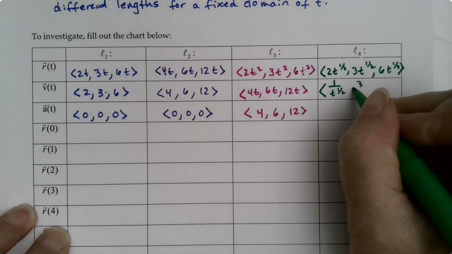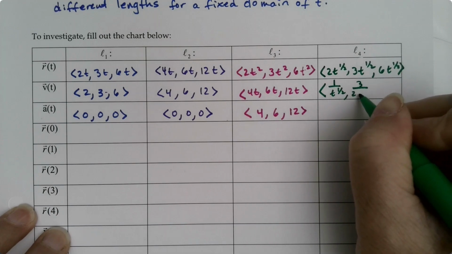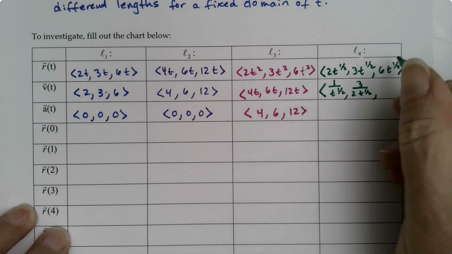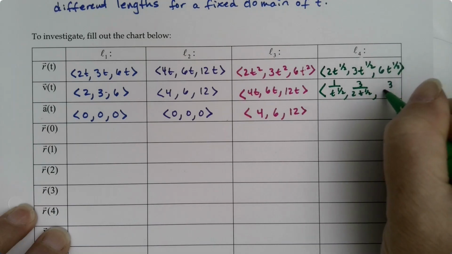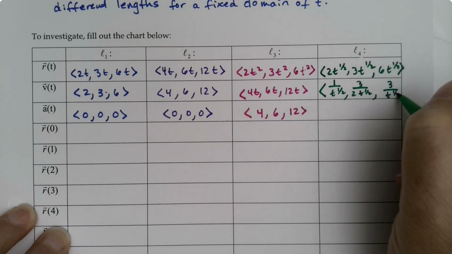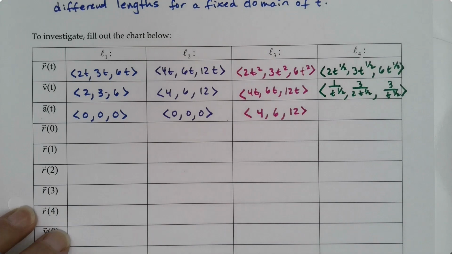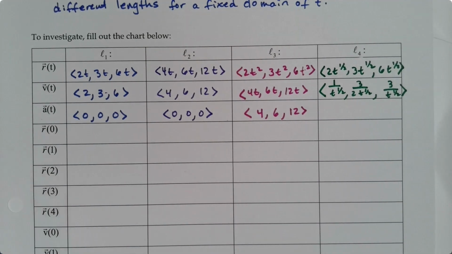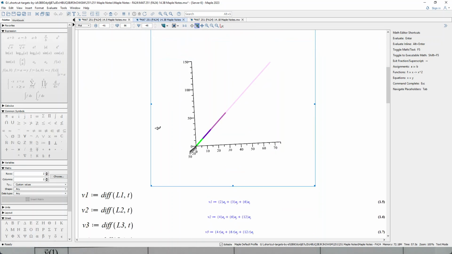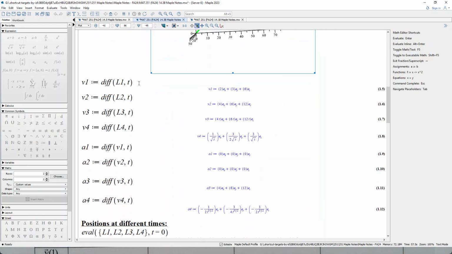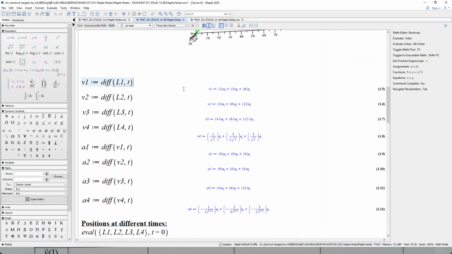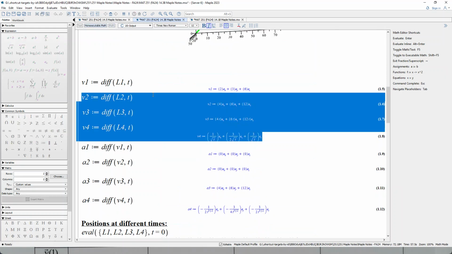Actually, 3 halves t to the half down here. And then bring the half down. That'd become 3. And that'd be t to the half down here. Ugh. Now, before I go any further, I can check myself because I already did it. So I said to Maple, hey, find me the derivative of L1, L2, L3, L4, and it did it. So there we go. You can see that I'm right.